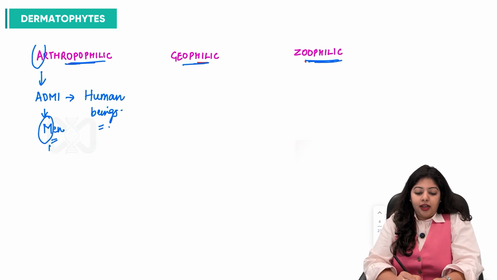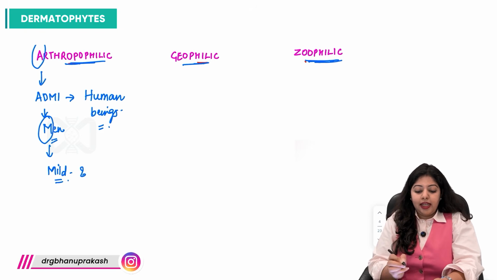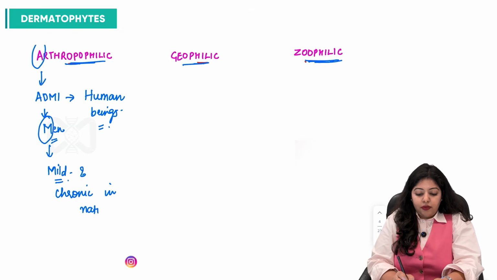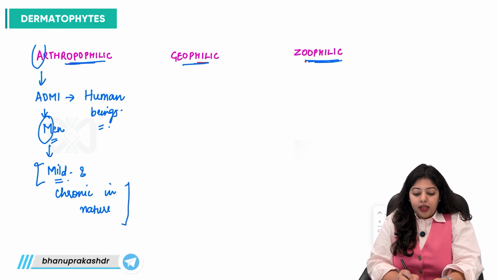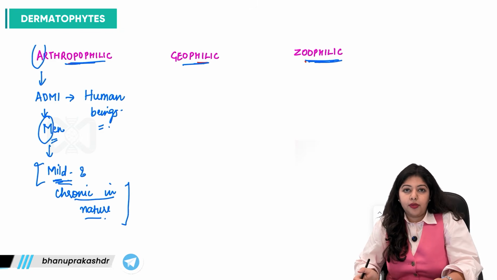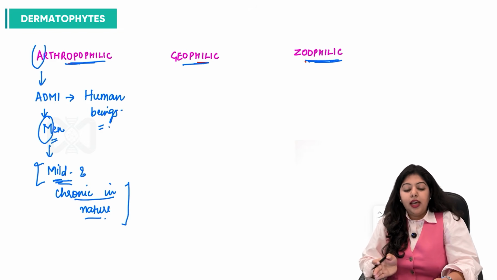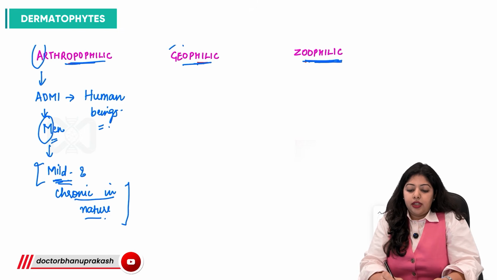So men are, according to them, supposedly mild, right? So arthropophilic infections are mild, whereas they will be chronic in nature. Mild infections would be present, whereas they would be associated with humans for a longer period of time, right? So they will be chronically associated and they lead to chronic infections. So now when we talk about geophilic, geo in Hindi stands for Zameen, right?